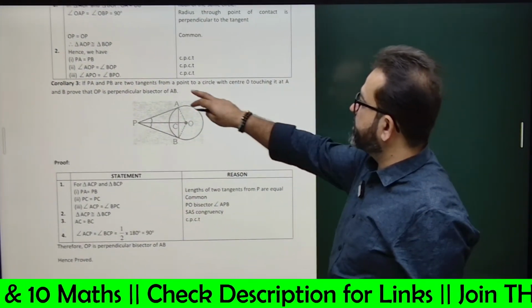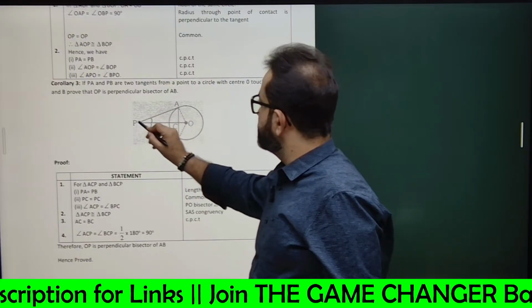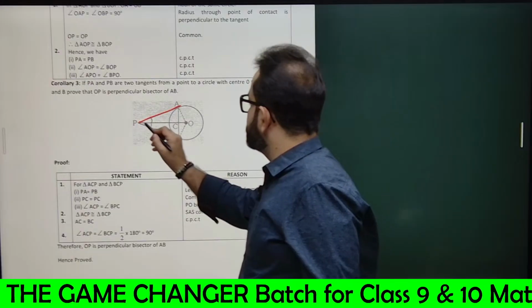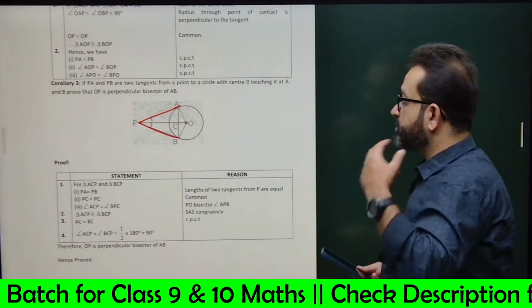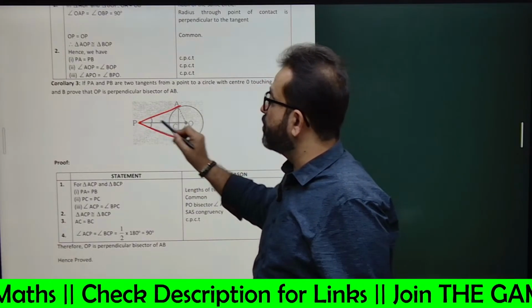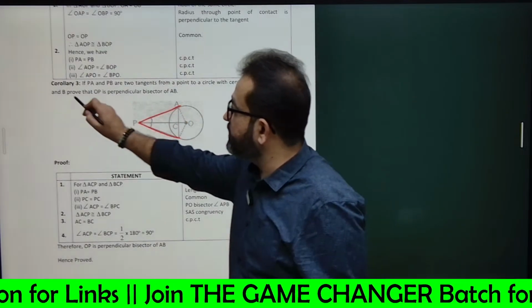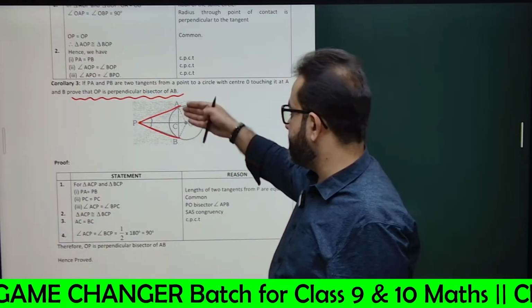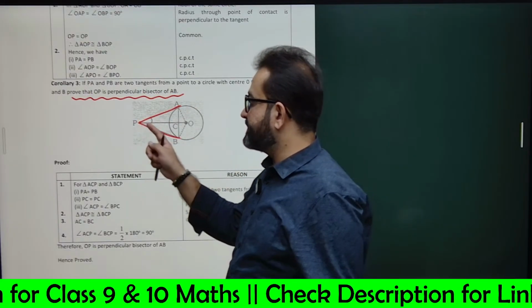If PA and PB are two tangents from a point, this is PA, this is PB, drawn to a circle with center O touching it at A and B, we have to prove that OP is the perpendicular bisector of AB. Prove that OP is the perpendicular bisector of AB. We have to prove OP bisects AB.